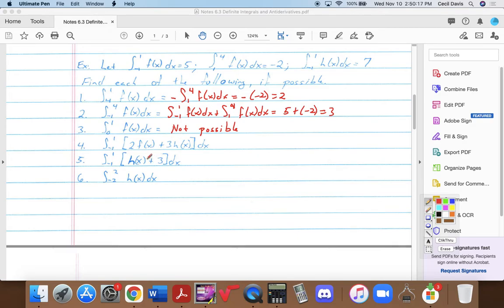For the next one, we want the integral from -1 to 1 of 2 times f of x plus 3 times h of x, all dx.